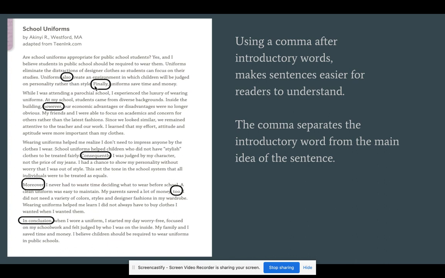So an example would be here. Finally, uniforms save time and money. When we pause and take a breath after finally, it sounds better to the reader's ear. I'm going to read another sentence to give you the same gist. At my school, students come from diverse backgrounds. Inside the building, however, our economic advantages or disadvantages were no longer obvious. So this word, however, could be taken out and the sentence still makes sense. With the commas, it gives the reader's ear the chance to know that this word, however, is not part of the main sentence. We're going to look at some more examples together now.